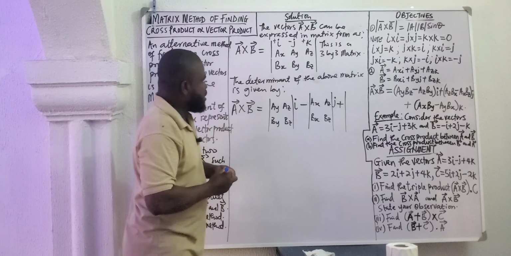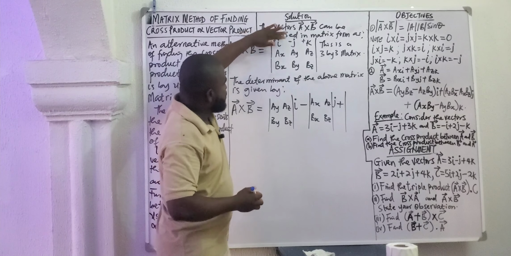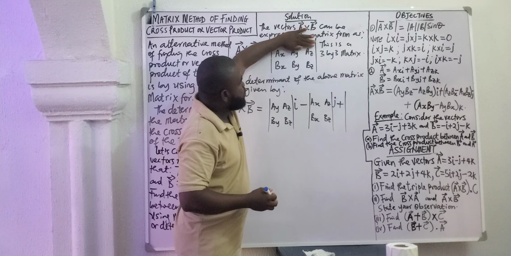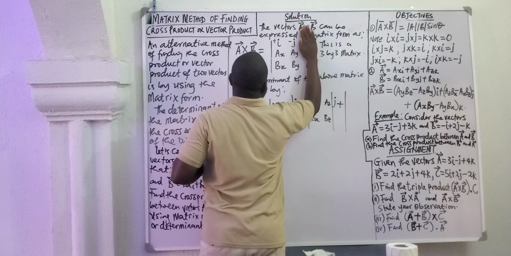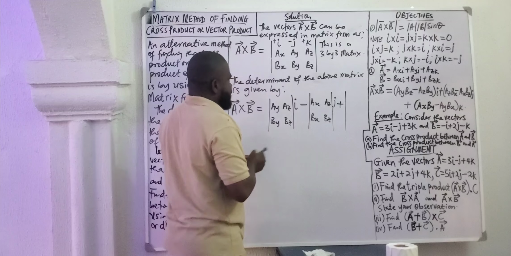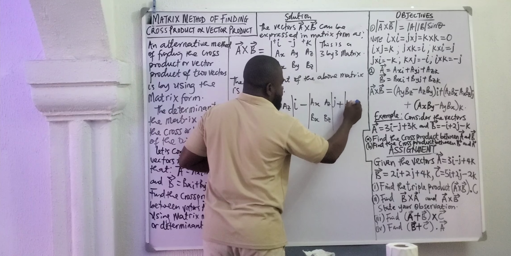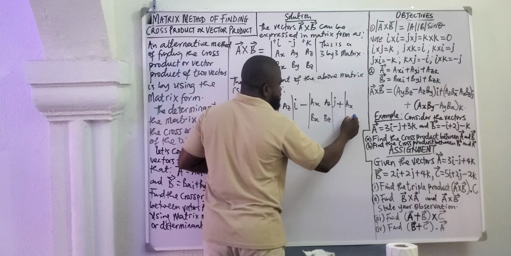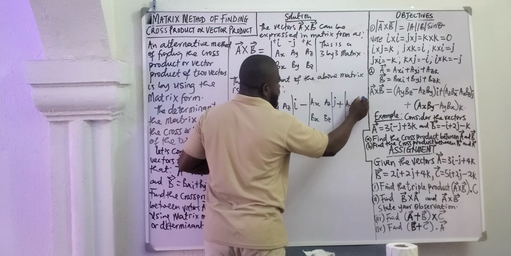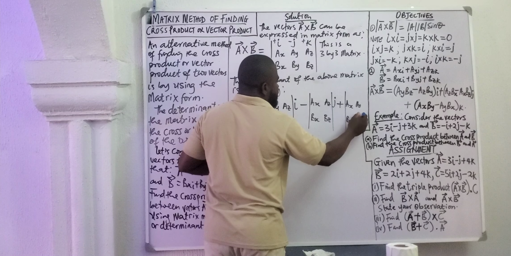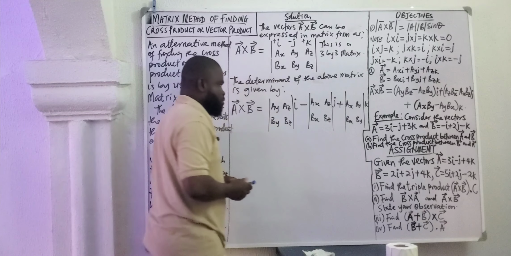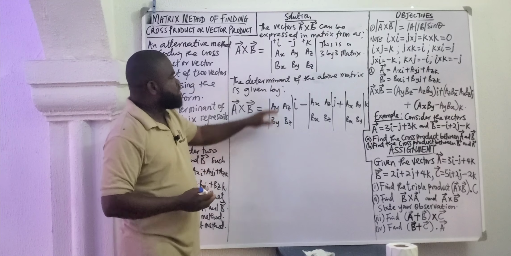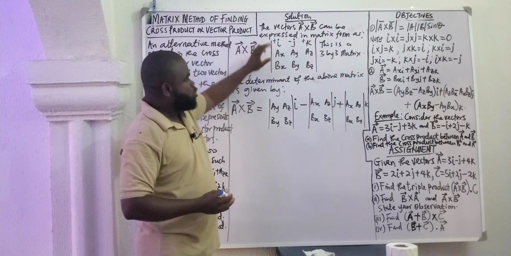Then the positional sign for k is plus. I will reduce this row and column. So this is the row for k, and this is the column for k. So what are the elements remaining? You have AX, BX, and you have AY, BY, multiplied by the unit vector k. Good. So I have reduced this 3 by 3 matrix to what?